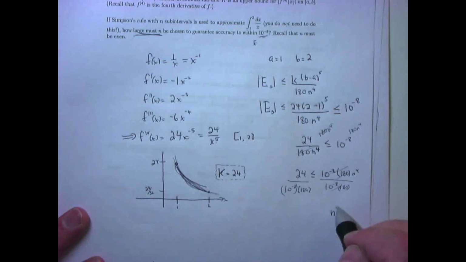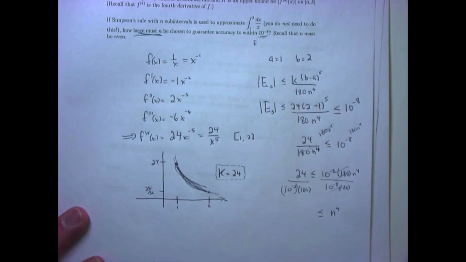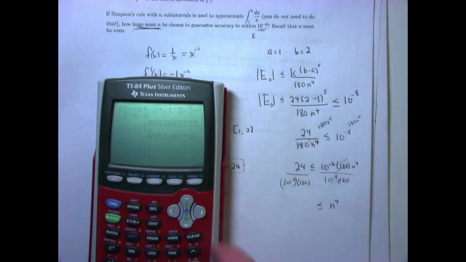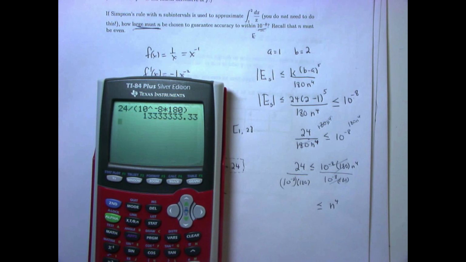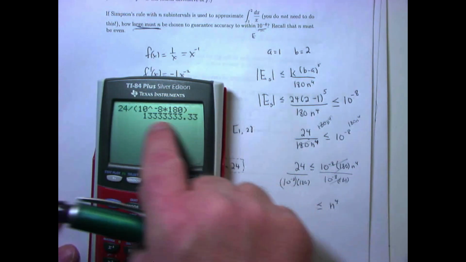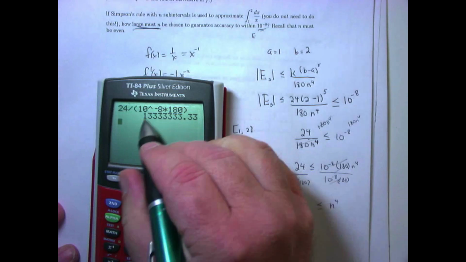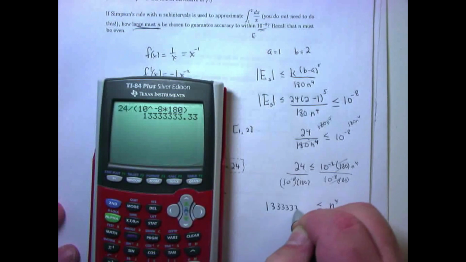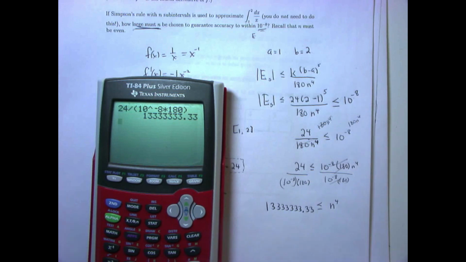This cancels here, leaving me with n to the 4th is greater than or equal to, as I read it from the right to the left, this number here. And I'm going to use my calculator. We are calculator prone on this particular part of the test. Don't forget parentheses in your denominator. 24 divided by parentheses 10 raised to the negative 8 times 180. A very large number. What do I get here? Let's see here. How many 3's do I get?